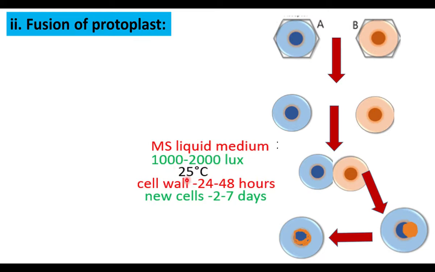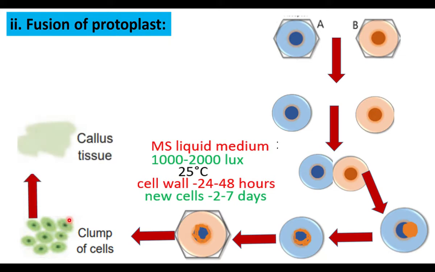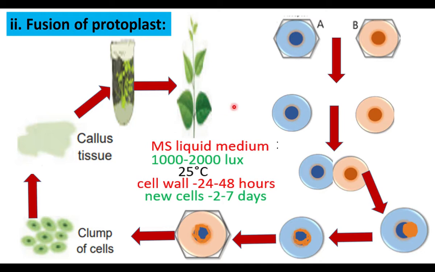Temperature is maintained at 25 degrees Celsius. In 24 to 48 hours the cell wall will regrow. Cell wall regrowth takes place in 24 to 48 hours, and in 2 to 7 days the cells start dividing and form clumps of cells. From the cells, the cells divide again and produce callus. The callus is an unorganized mass. It is an undifferentiated tissue. The callus is stimulated to differentiate into root and shoot to produce plantlets. In this way hybrid plants are produced.